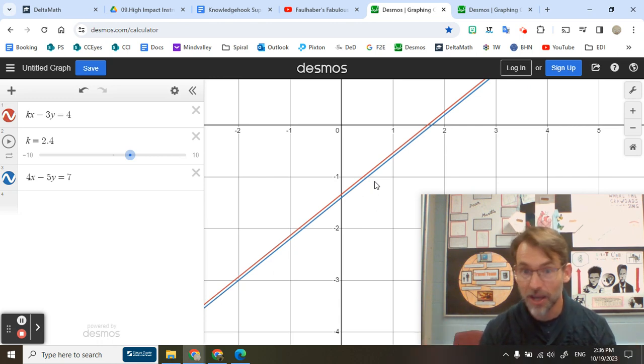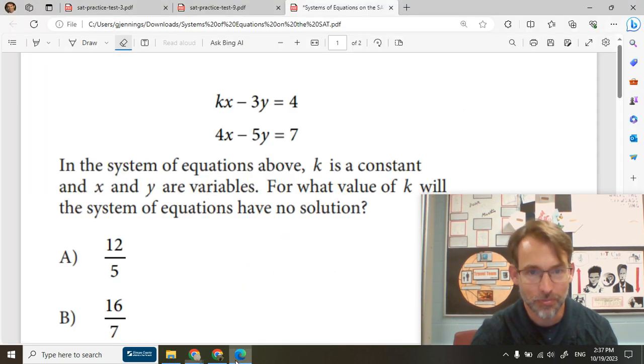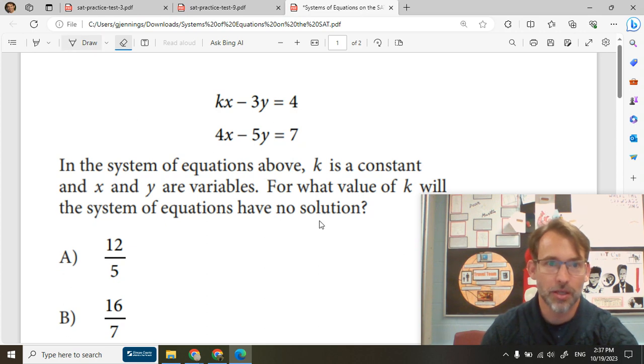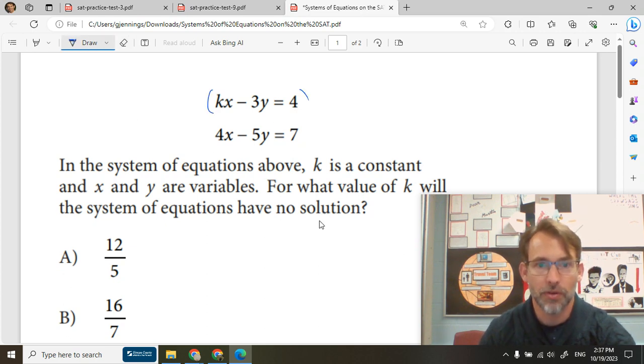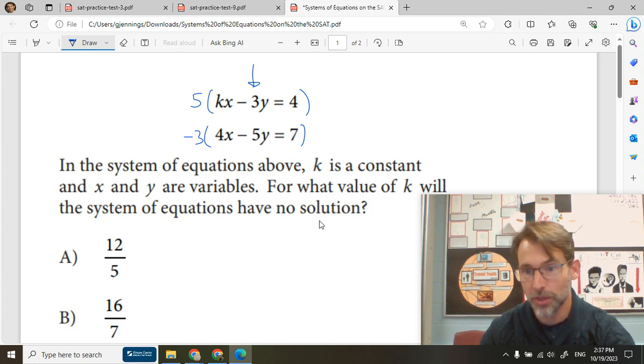Now, how could we find it without a tool like Desmos that allows me to look at hundreds of graphs in a couple seconds just by changing that variable? Well, let me show you. If you recall, we changed our equations by multiplying them. So if I wanted to multiply this top equation and this bottom equation so that some of the coefficients become the same thing, I might multiply this one by 5 and this one by -3. So let's do that, okay? And if I do that, I'm going to get this.